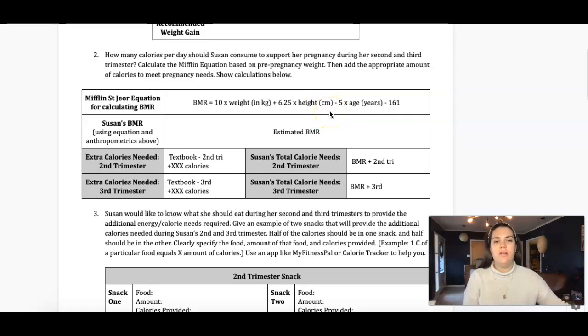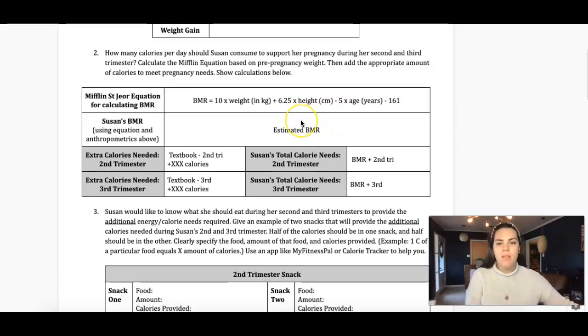This is a calorie estimation, and so it's not really important for you to have a decimal place. Because you can't have 0.2 of a calorie. We wouldn't use that in the real world. So you can go ahead and round up to the nearest whole number for these recommendations.